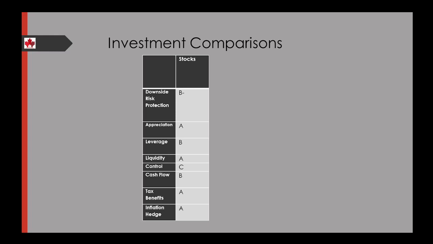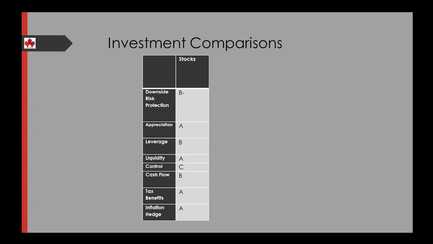Tax benefits, how good is it with taxes? Am I going to be paying a lot of taxes or not so much? And inflation hedge, is this a good investment during times of inflation? So we'll start off with stocks.